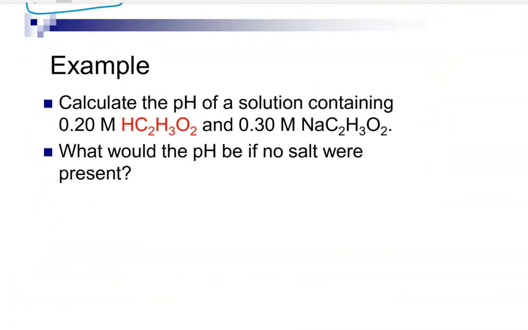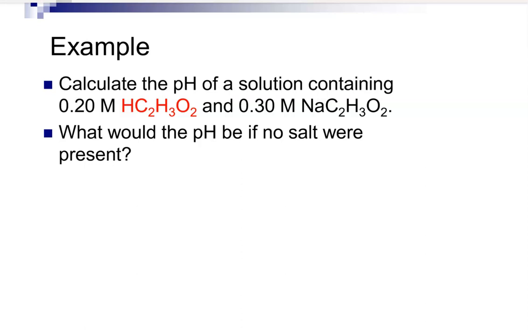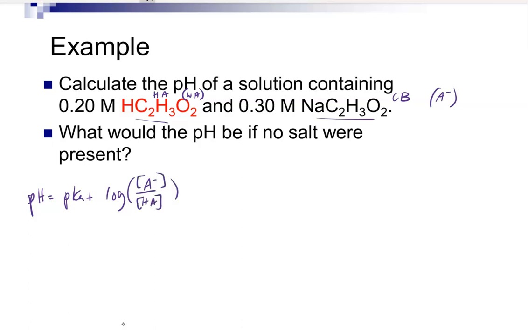Let's do one more example. So we have the same buffer system, acetic acid and sodium acetate. So there's our conjugate base, or the A minus, and this would be the HA. That's our weak acid. And so pH is equal to pKa plus the log of A minus over HA. Conjugate base on top, 4.74 plus the log of 0.3 divided by 0.2. I'll punch that in your calculators.